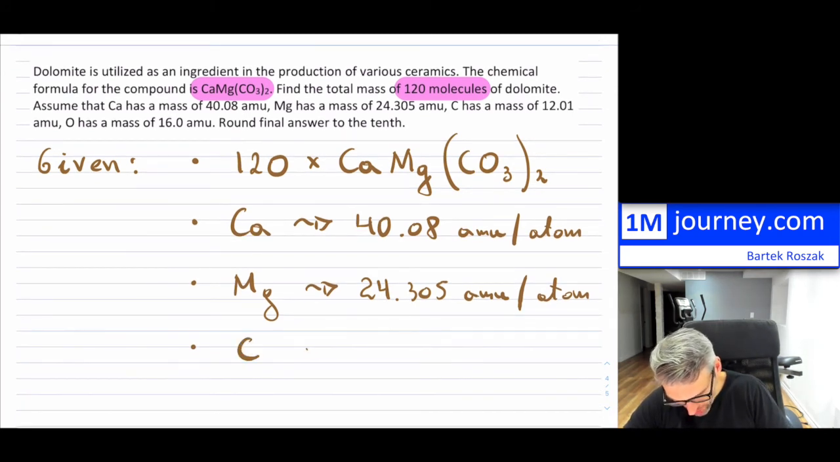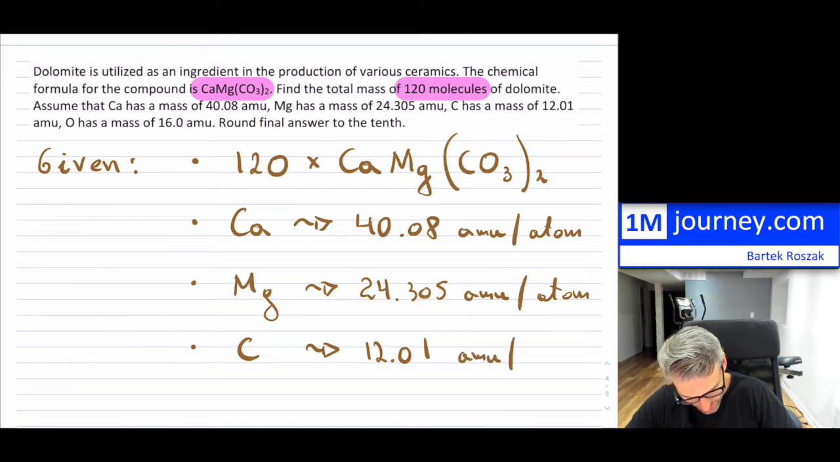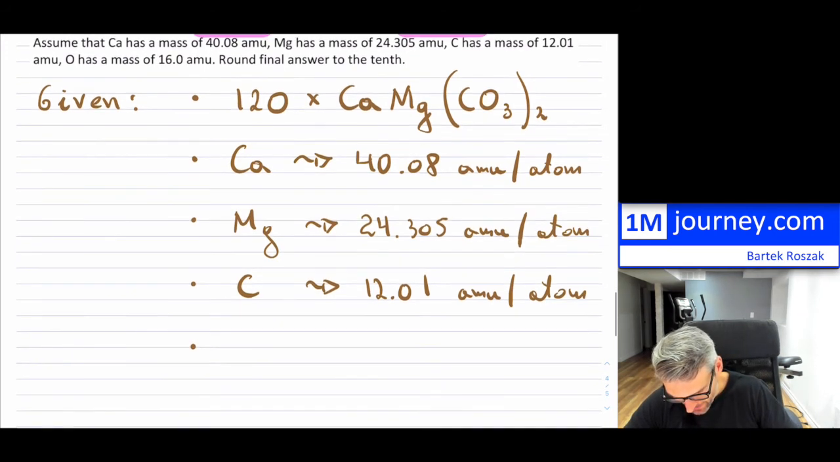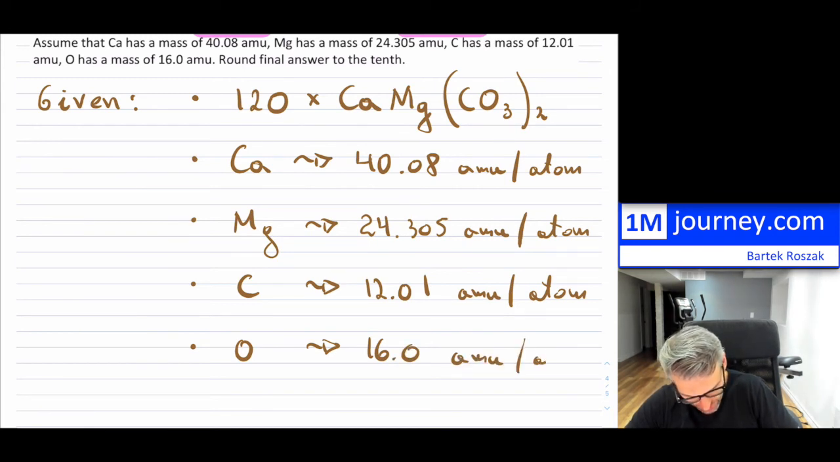Then we have our carbon, which is 12.01. And again, atomic mass units per atom. So everything is consistent, so that's good. And then our oxygen, which is 16 atomic mass units per atom.